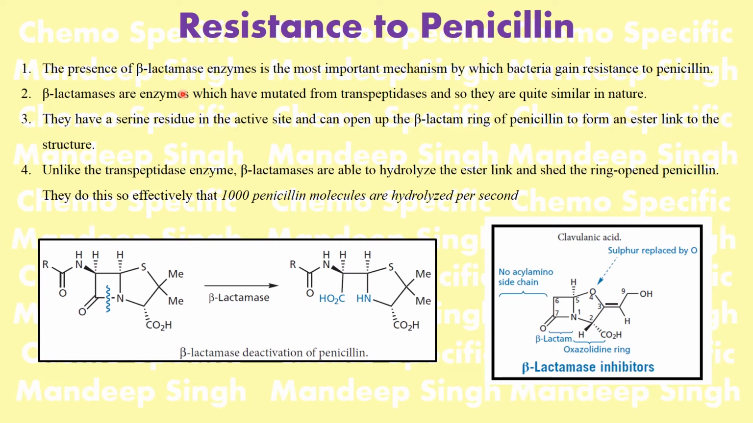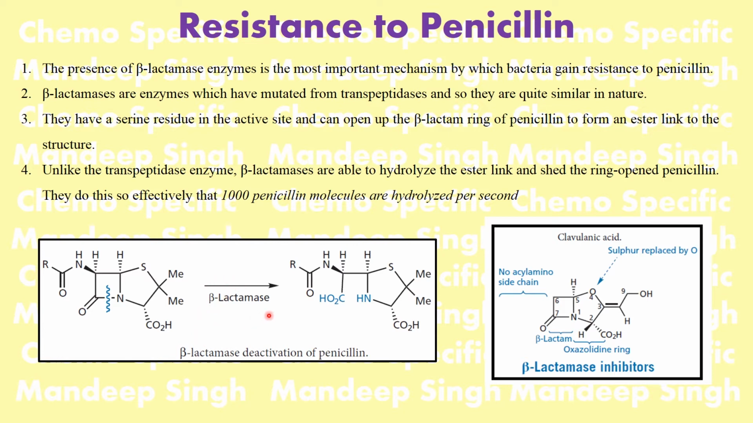Now, what about the resistance to penicillin? The overuse of penicillin has caused a lot of bacterial resistance. The bacteria have got smarter, as a result of which there is an enzyme which bacteria produce, which is what we call the beta-lactamase enzyme, and it has mutated from the transpeptidase. So beta-lactamase and transpeptidase are very similar in nature, but it is slightly mutated.